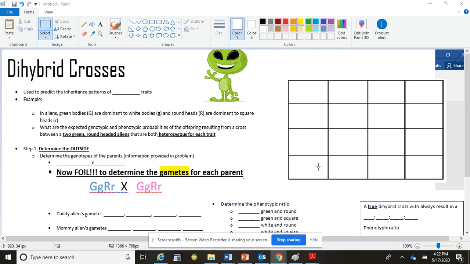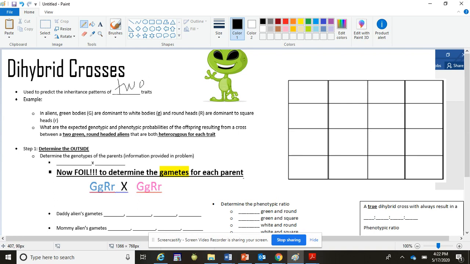But there are a couple key steps to make sure that you do it the correct way, or else you will just probably get really confused if you set it up the wrong way. So dihybrid crosses is used to predict the inheritance patterns of, I'm going to just write this in, okay, haha, writing a color. Okay, of two traits.